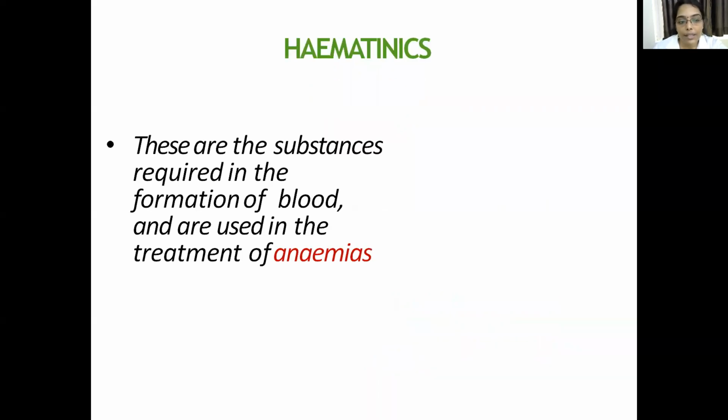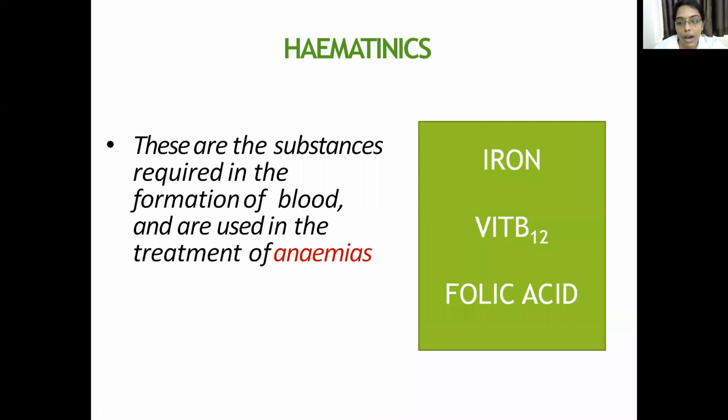So what are hematinics? These are substances required in the formation of blood and they are used in the treatment of anemias. What are the important hematinics? Iron, vitamin B12 and folic acid. Whenever there is a deficiency of hematinics in the body, that leads to the development of anemias.